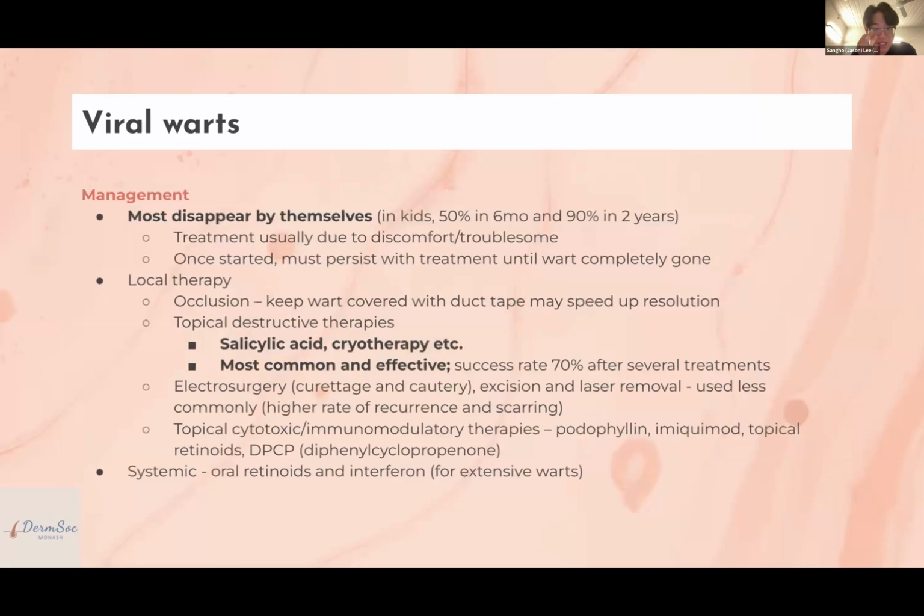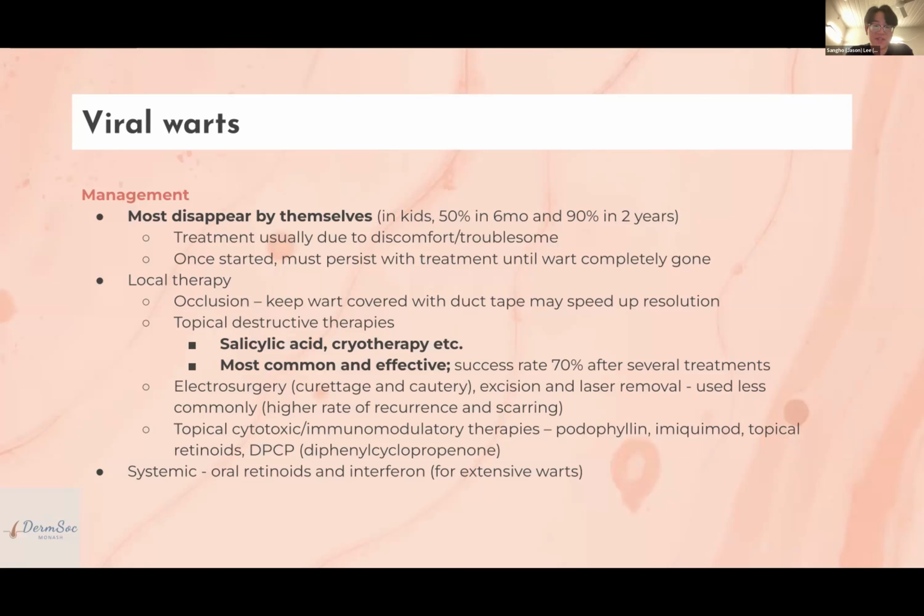So in terms of management, mostly they go away by themselves. So the management is really around if the patient's bothered by the appearance or if it's causing any sort of symptoms like pain. So if we do decide to treat, it is important that we persist with the treatment once we start it.